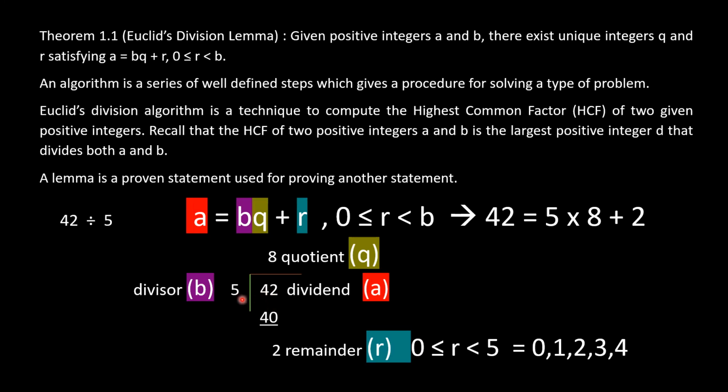If you divide 42 by 5, you will get 8, 5 eights are 40. The remainder is 2. So when we divide, 42 is the dividend, which is A, and 5 is the divisor, which is B. This 8 is the quotient, which is Q, and 2 is the remainder. This is nothing but what we call the division algorithm, that is dividend equal to divisor into quotient plus remainder.